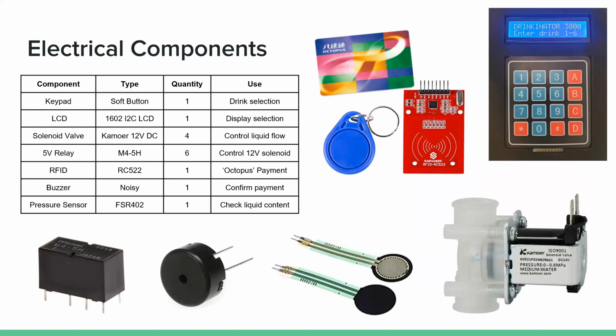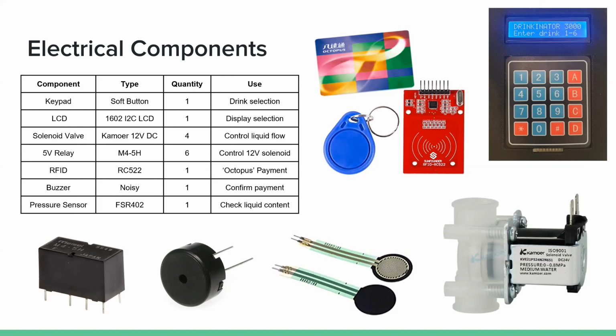So for the electrical components, these are the main items we used for the project. First we have the keypad. This is used to enter the drink number that you want. You can choose numbers between 1 and 6 for different beverages. Then we have the LCD display, which shows your selection and some more feedback, which we'll show later in the video. We have the solenoid valves, which we control from the Arduino. And because these are 12-volt solenoid valves, we also used a 5-volt relay so that the Arduino can actually control this circuit.